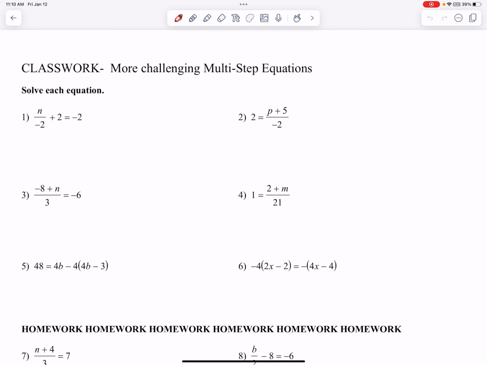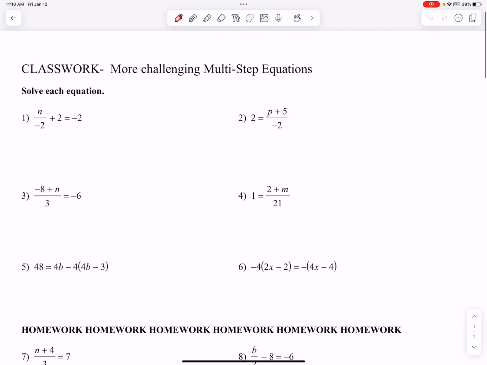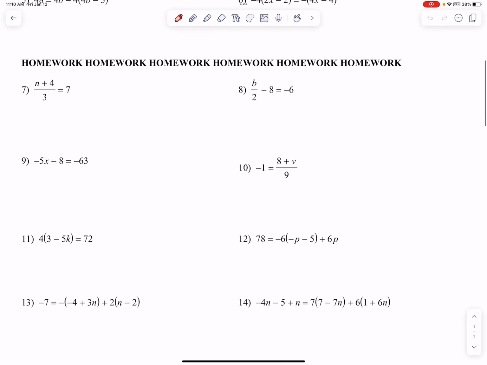It's Hutch here, and this is your more challenging multi-step equations. This is really the top higher level of this kind of thing. I want to give you some experience with these kind of problems. I'm going to do the top six with you. The bottom section is homework for you to push yourself and see how you do.